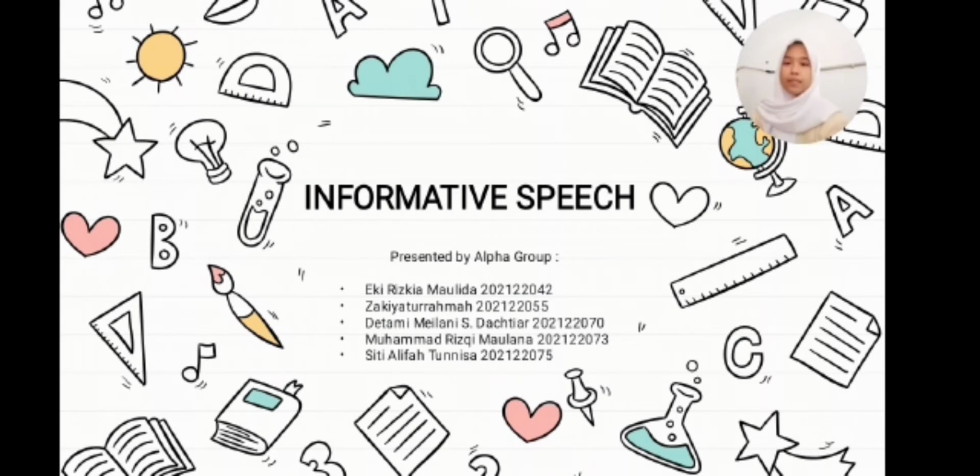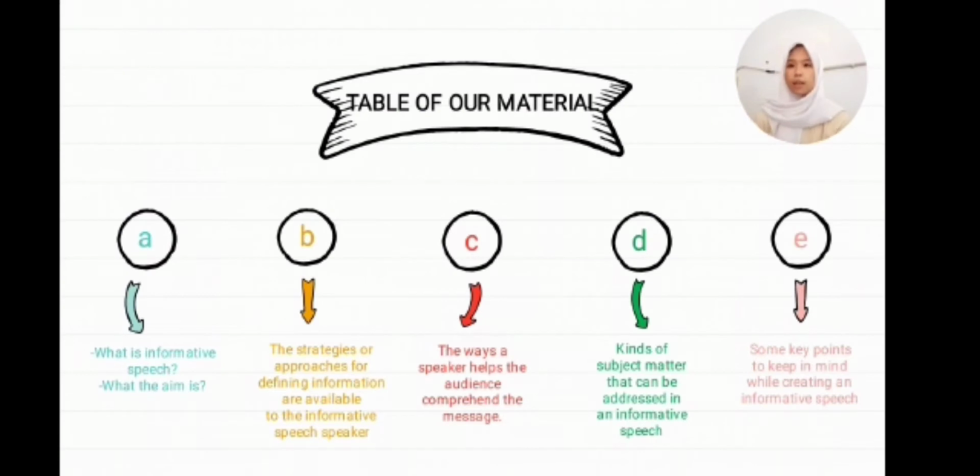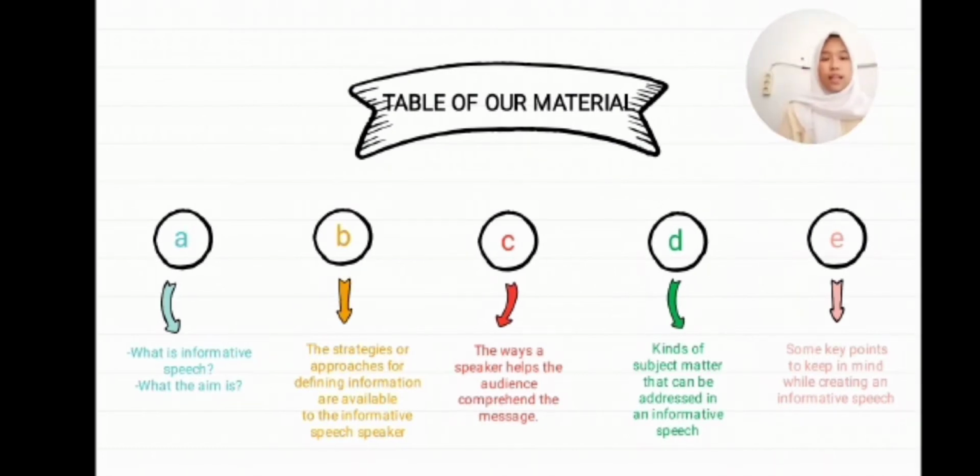Let's move to the next slide. Table of our material. There are 5 points. The first, define and the aim of informative speech. Second, the strategies or approaches for defining information are available to the informative speech speaker. The third, the ways a speaker helps the audience comprehend the message. The fourth, kinds of subject matter that can be addressed in an informative speech. And the last one, some key points to keep in mind while creating an informative speech.